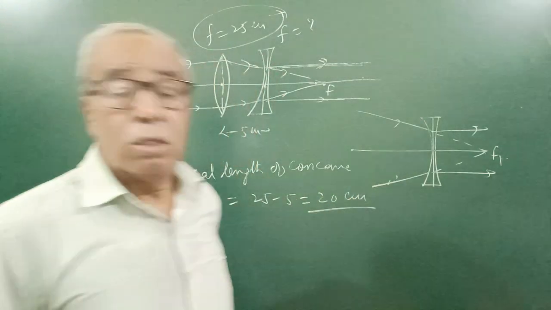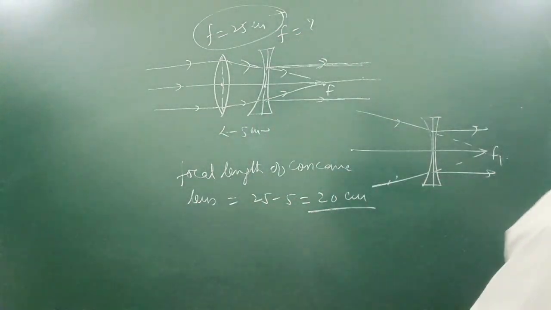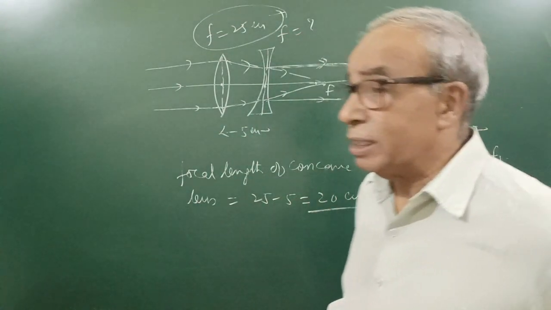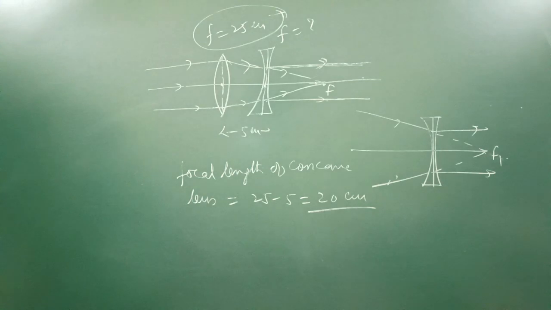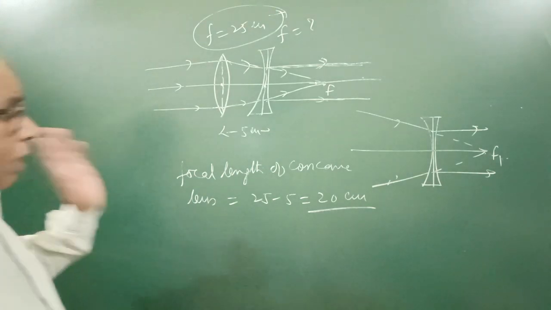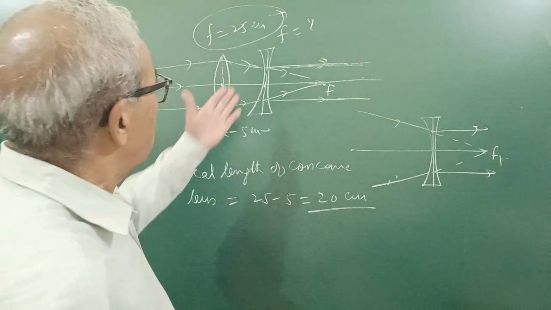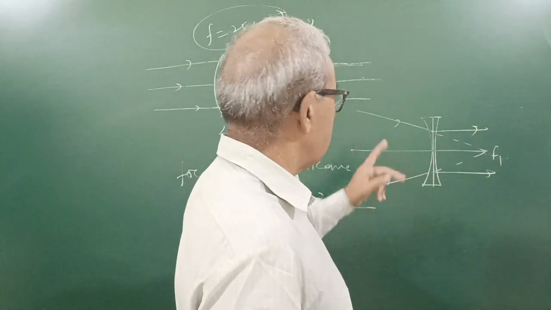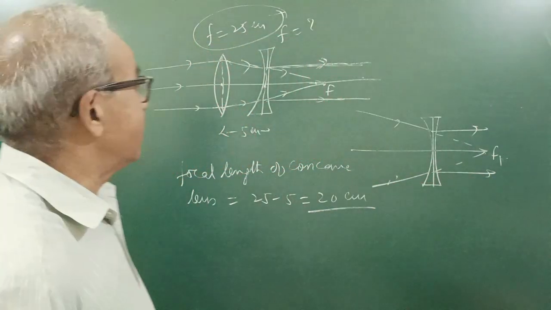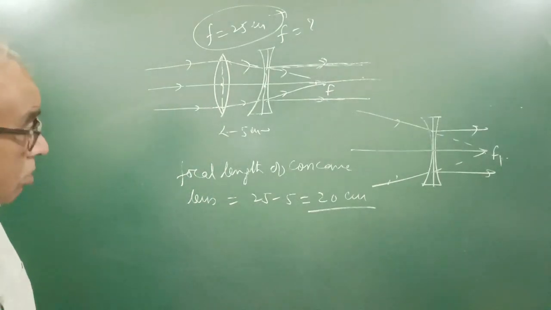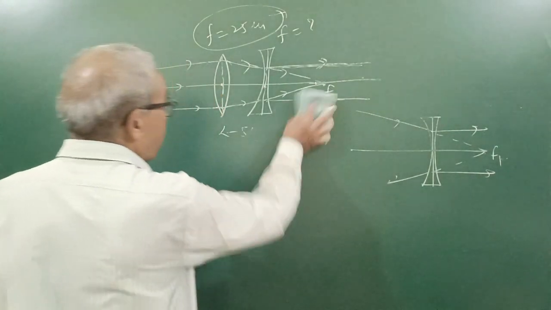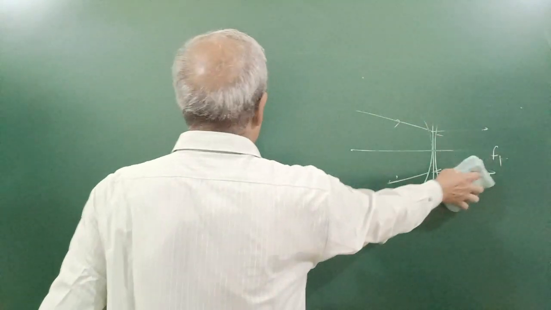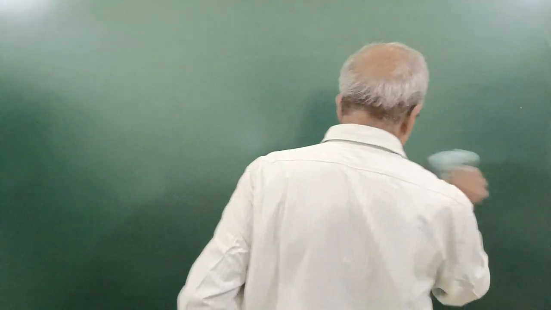I told you the distance of the two foci from the lens are the same. So you can argue here it is positive, no? Because first focus positive, second negative. Distances are equal. So it is like this. So simple a question. But remember the basic definition. Then you will not worry about so many factors.